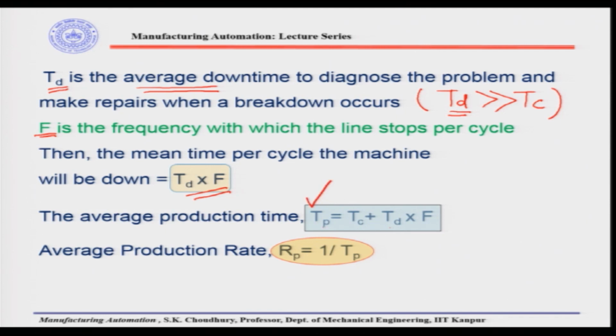The average production time therefore becomes TP equals TC plus TD into F, and since we know the average production time, 1 upon that time will be the production rate. So, the average production rate will be 1 upon TP, and all these factors will be known. Therefore, very accurately we can find out what will be the actual average production rate in the line.